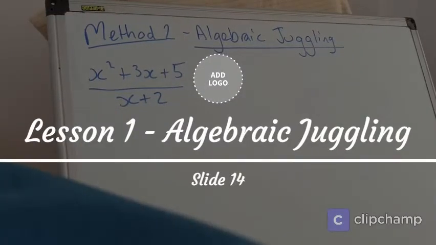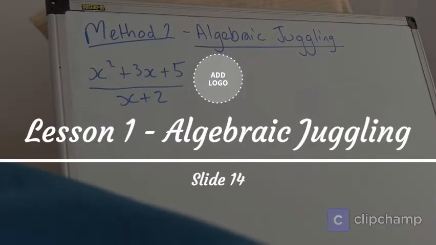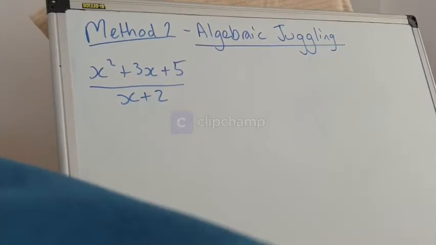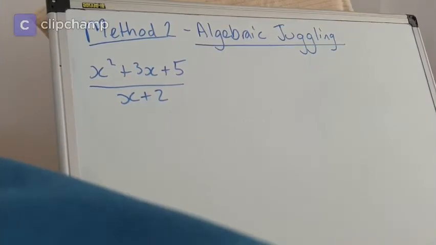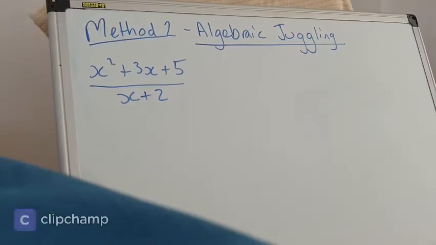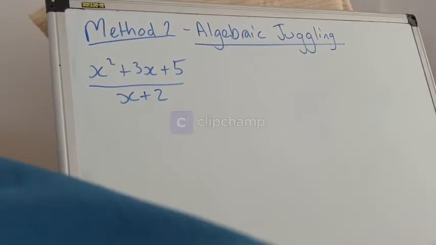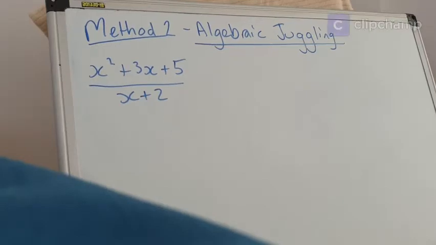Okay, so method 2 is looking at algebraic juggling. We're trying to see how many times x squared plus 3x plus 5 can be divided by x plus 2. In other words, we're trying to see what we can multiply x plus 2 by to get the numerator x squared plus 3x plus 5.